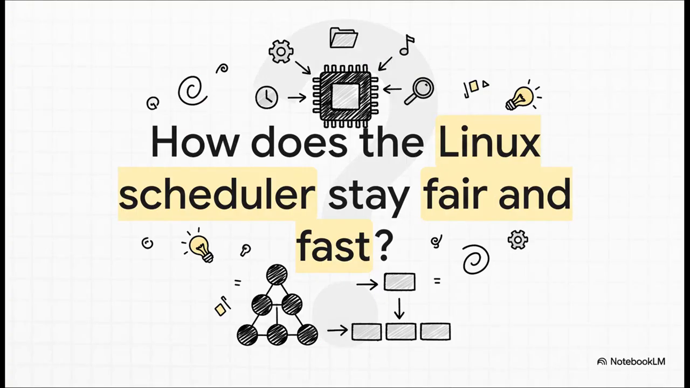So let's start at the very core of your computer, the Linux scheduler. Think about its job for a second. It's like an air traffic controller for your CPU. It has to juggle dozens, maybe hundreds of processes, give every single one a fair turn, and make the decision of who goes next millions of times a second. How in the world do you design something that's both fair and lightning fast?